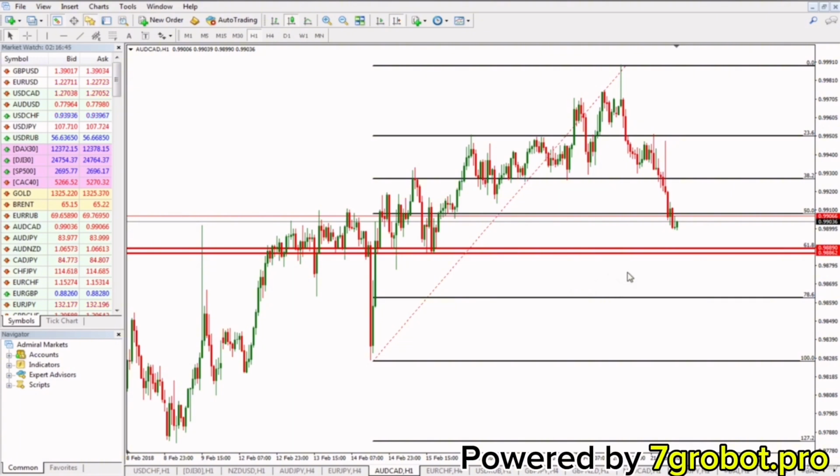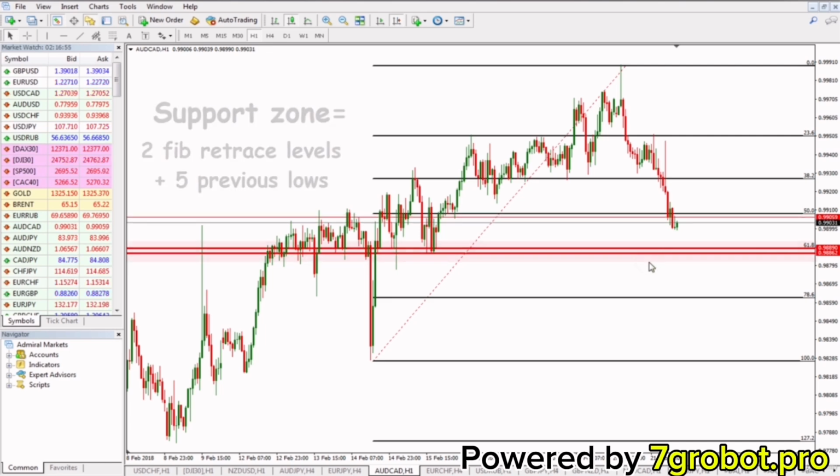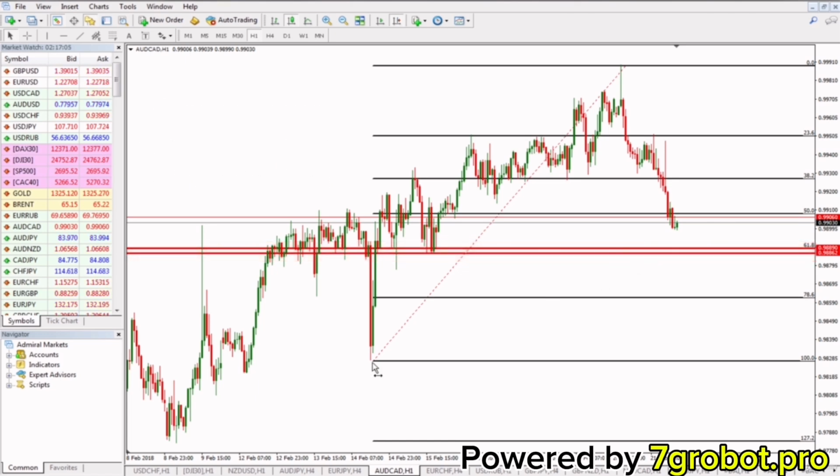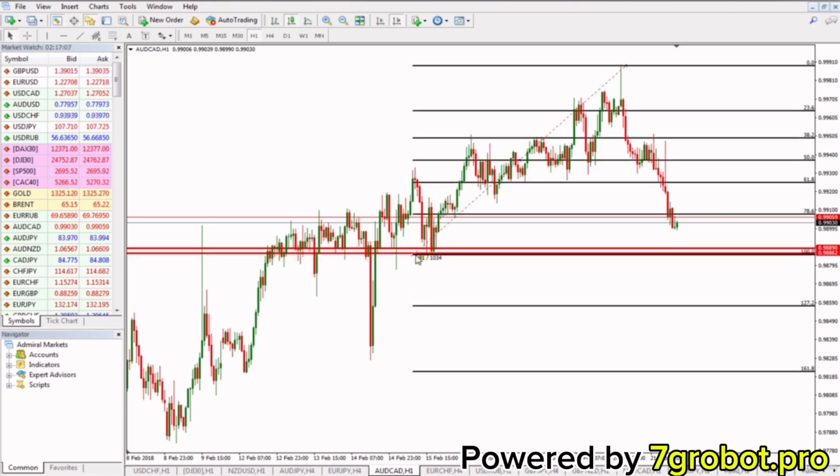This level is very close to the first marked level, which is the 50% Fibonacci retracement over a longer period of time, or the entire wave. Now we've got a support zone that consists of 2 Fibonacci levels at different periods of time and 5 previous bottoms. We'll move the Fibonacci to the next bottom.